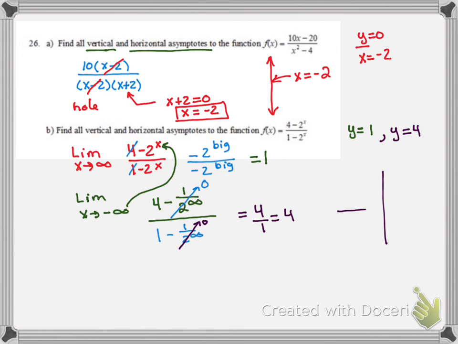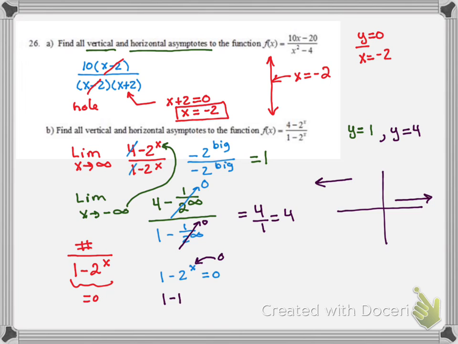And literally what I can say is that my graph is going to go to the right, going to 1, and going to the left will go to 4. And then the same process as before, I'm going to look, does the denominator of 1 minus 2 to the x, I'd have some number, does this whole term ever equal 0? Well, it does. 1 minus 2 to the x, what would make that equal 0? 0 would. Because 2 to the 0, anything to the 0 is 1, and that would give me 1 minus 1 equals 0. So I have a vertical asymptote at x equals 0.